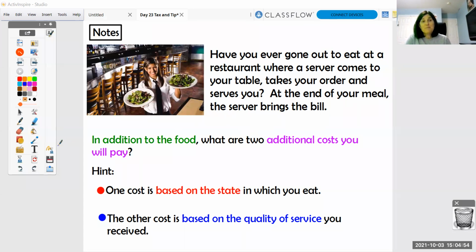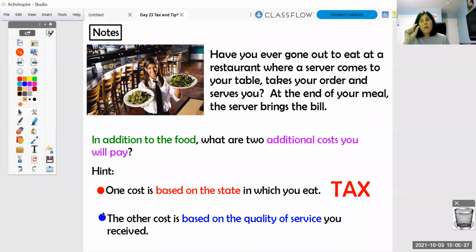One of those costs is based on the state that you eat your food in. And that is called, you guys know what it is? That's right. It is the tax. Okay, so that's the tax, and the tax is based on the state. So in the state of Maryland, we pay 6% sales tax, but other states have different amounts of sales tax that they pay. So you have that on your receipt. You have that on your receipt if you buy other things also, like in the grocery store, or if you go and buy a shirt, you will have tax.